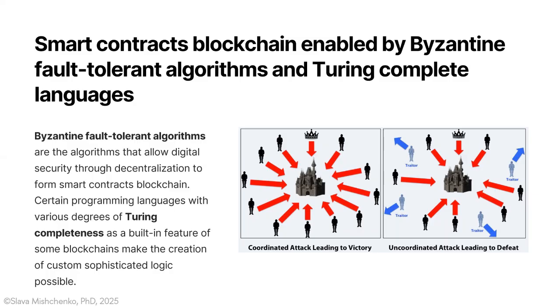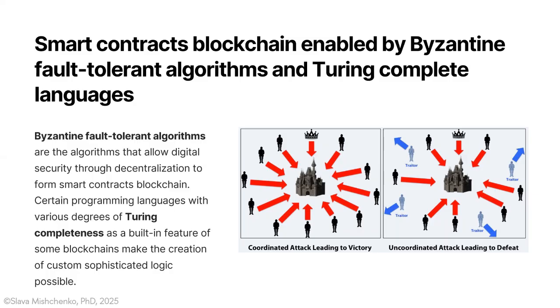And the brilliant solution to this problem comes in the form of Byzantine fault-tolerant algorithms. For example, in my years of working with blockchain technology, I've seen how these algorithms effectively ensure that smart contracts continue to function correctly, even when some nodes in the network are trying to act maliciously or simply failing.